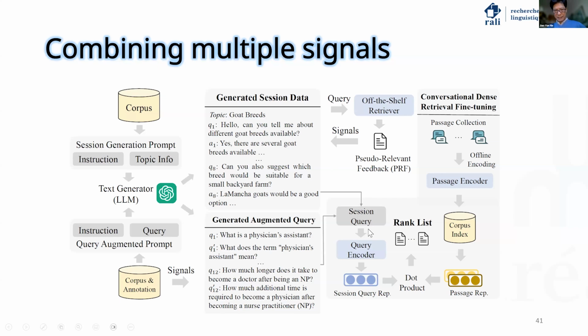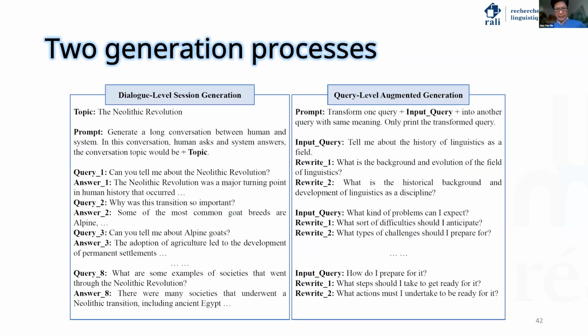And finally, the fine-tuning process will use those generated data to train a query encoder. And we hope that the new query encoder will perform better than the original query encoder in an existing dense retriever. So that's the way that we do this work.